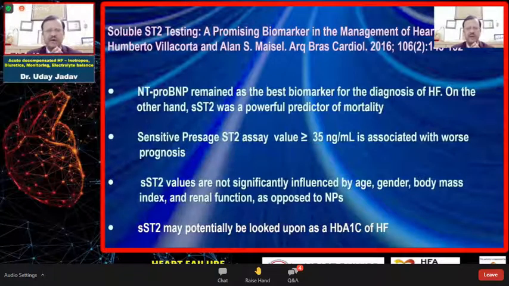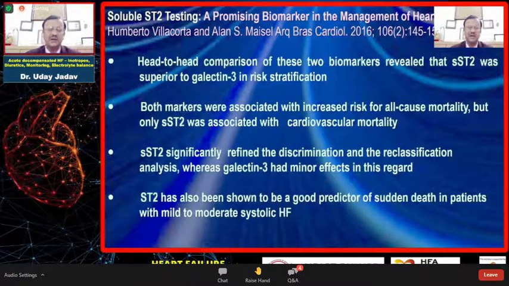a value of the sensitive Presage ST2 value about 35 nanograms not only reflects a bad prognosis, it helps you identify mortality. In fact, you can almost look at it as an HbA1c of heart failure, exactly like we look at the glycemia of a patient who comes with acute heart failure.